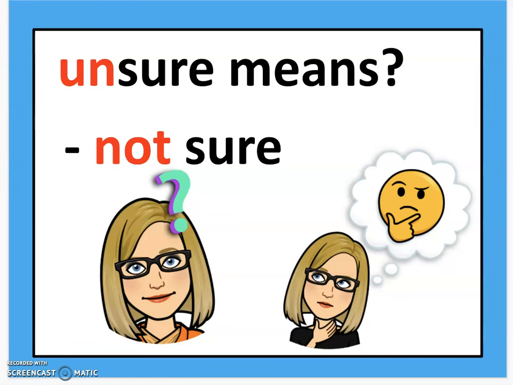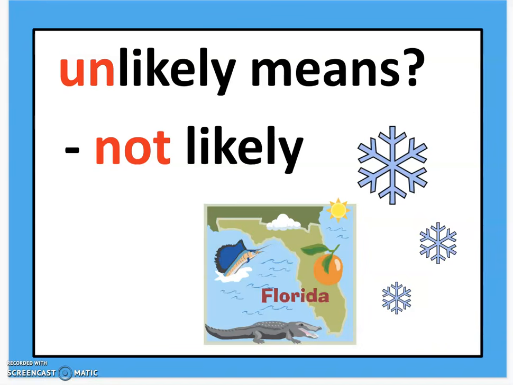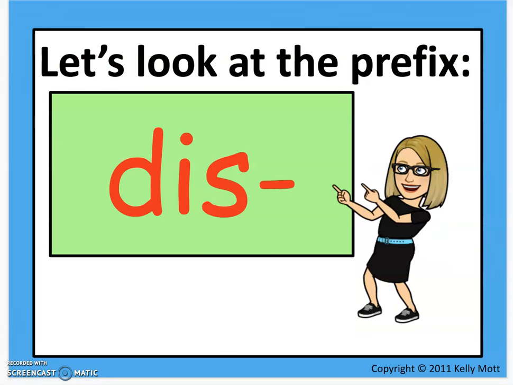Unsure means not sure. Unfair means not fair. Unlikely means not likely. It's not likely that it would be snowy in Florida.